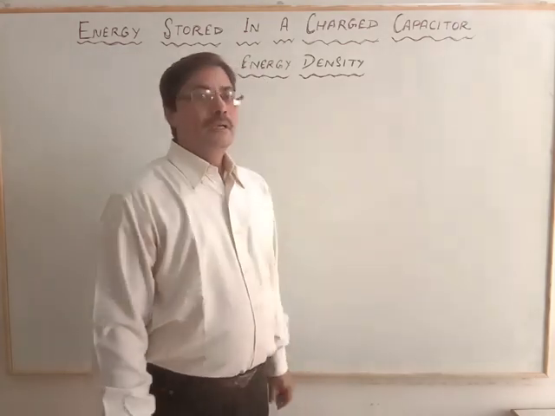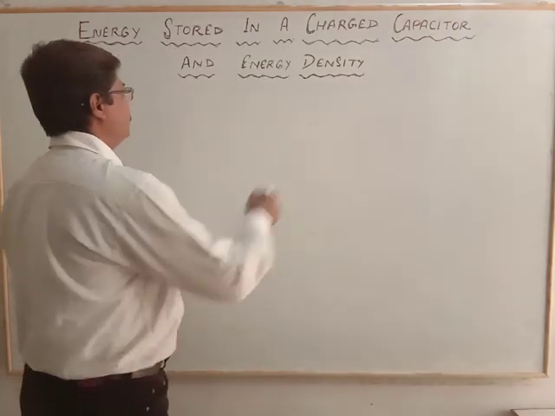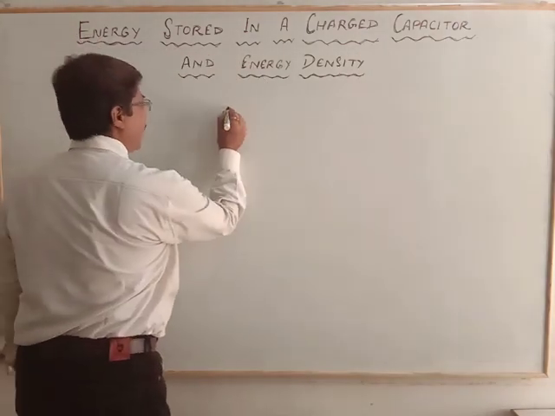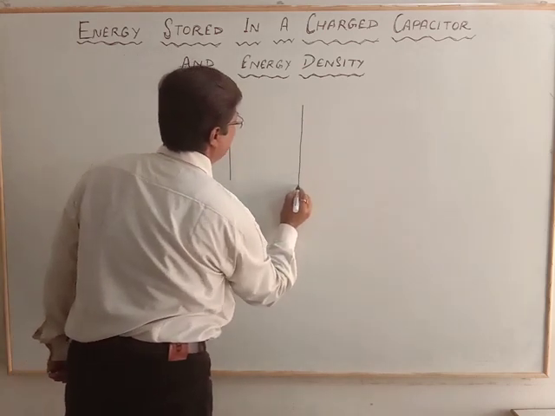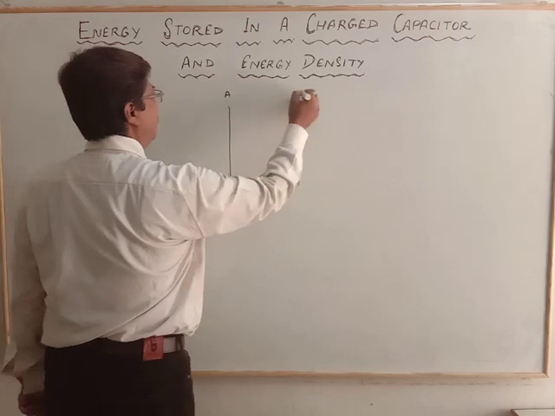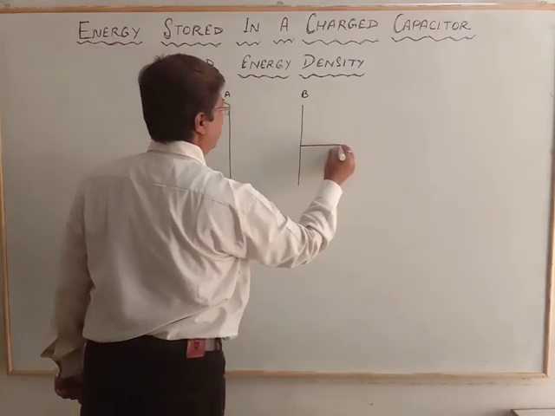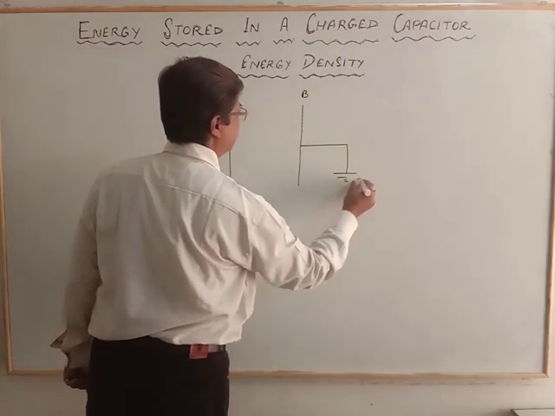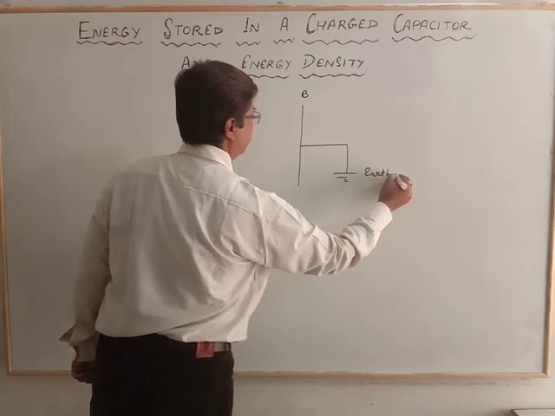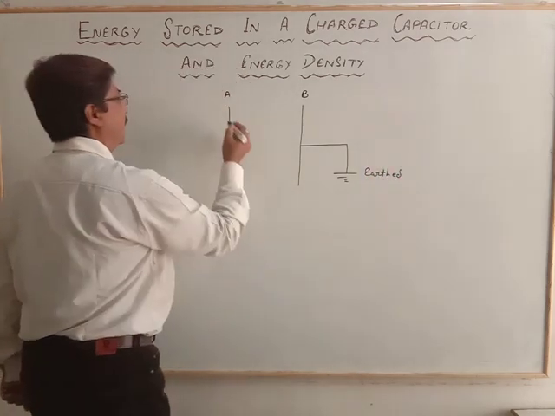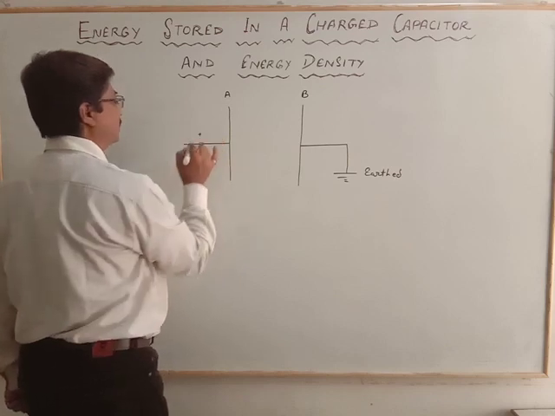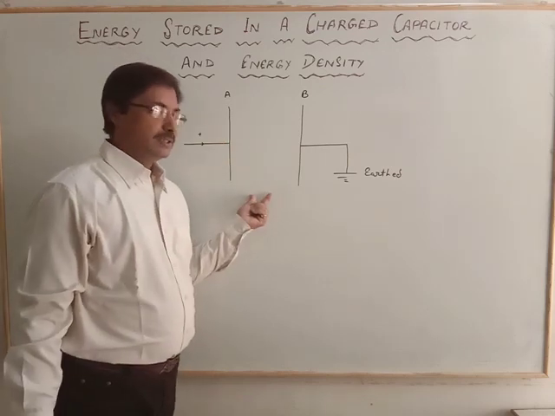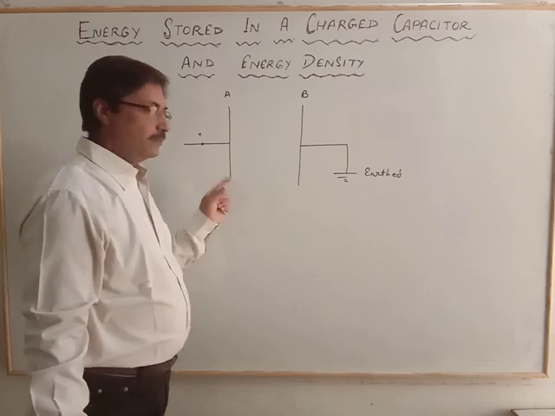For that, now come see the capacitor. Plate A and plate B. Plate B is earthed, and plate A has been supplied some charge. Now one by one follow all these things.